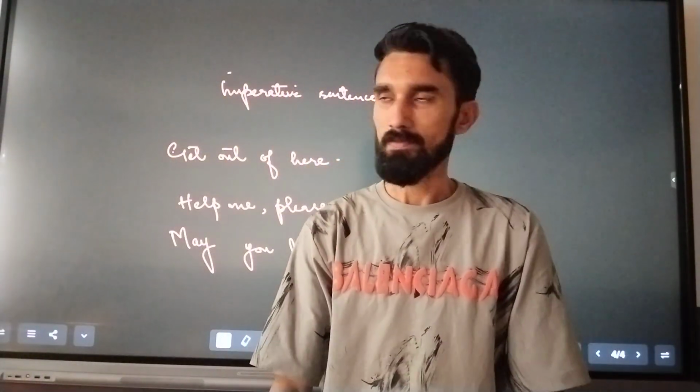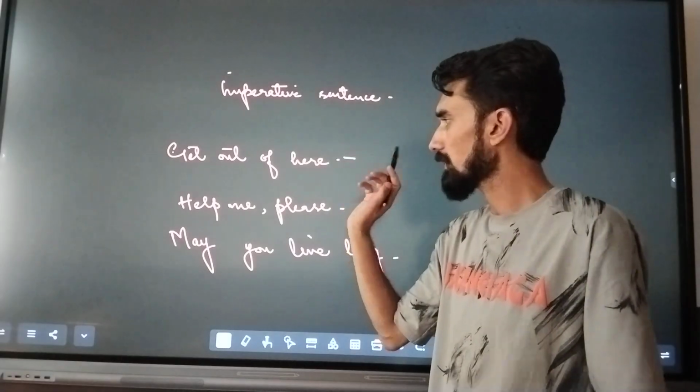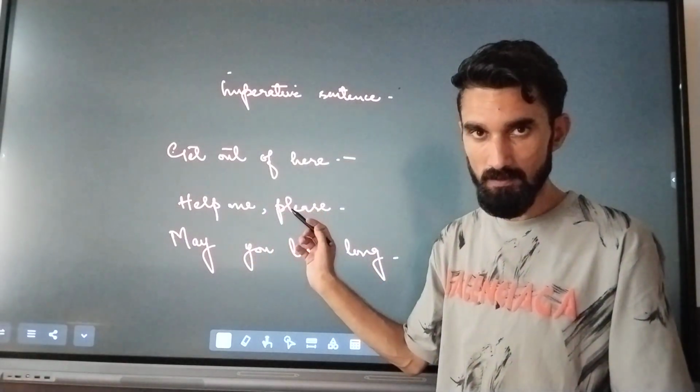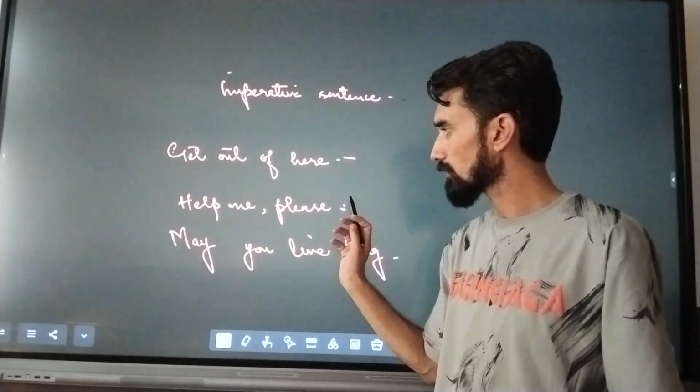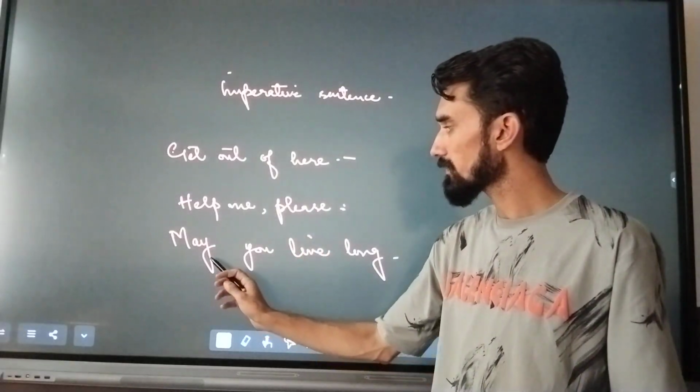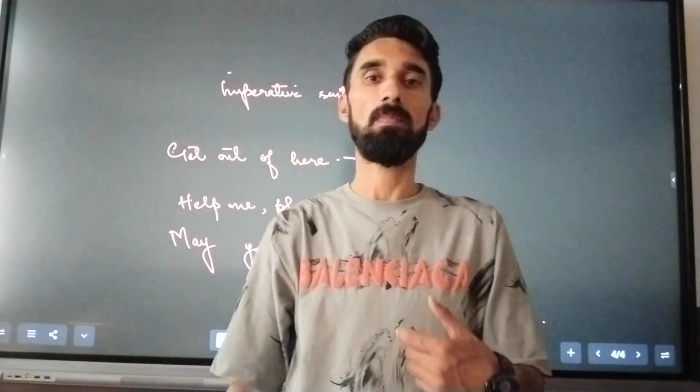So these are the sentences. The first one here, it is a kind of order, help me please. So this is a kind of request here in this sentence, and the last one, it has a kind of blessing in it.